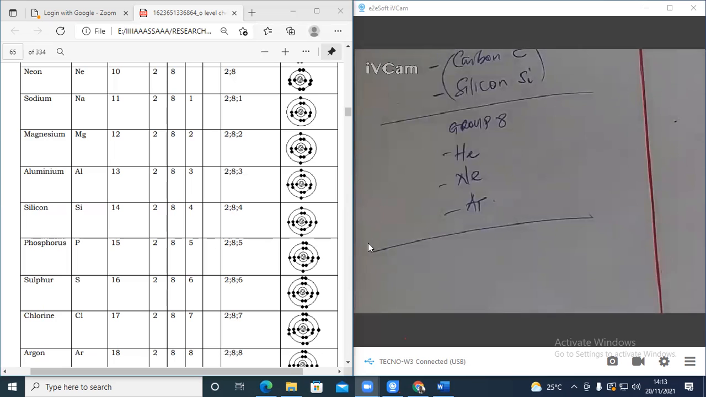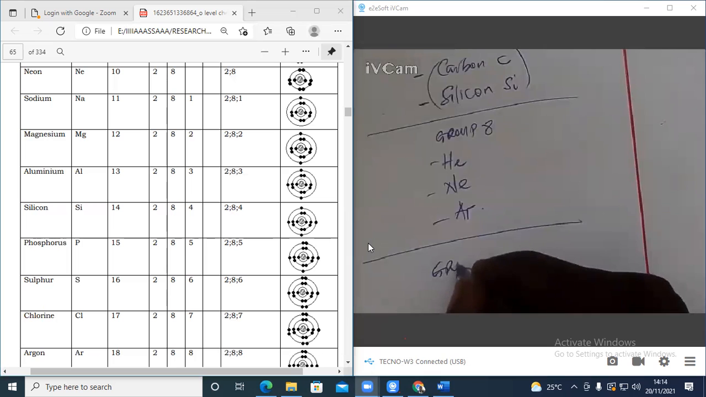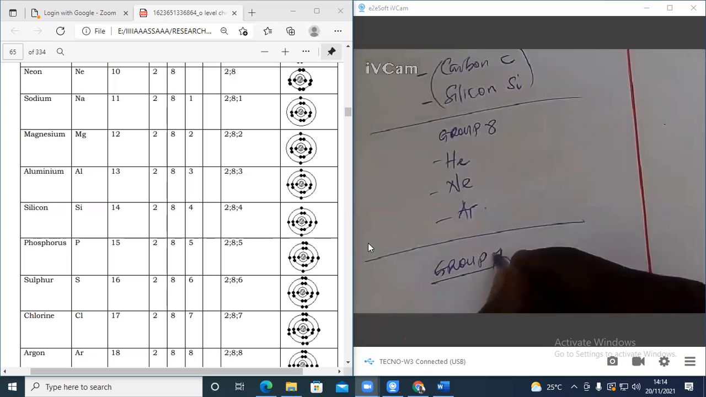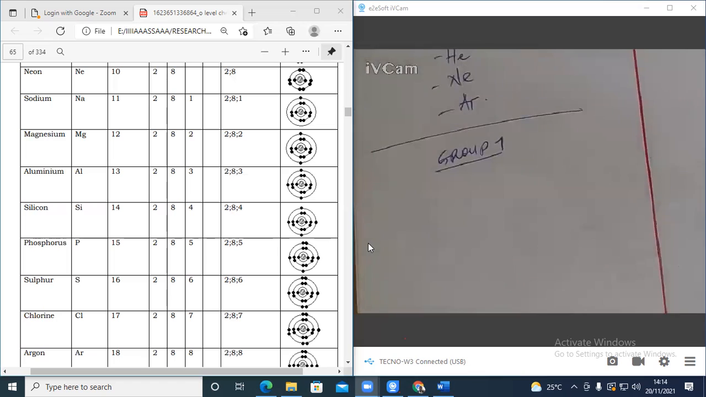Read it for me, group 1 elements. Group 1 elements. Ruth, time. Group 1 elements, Ruth.